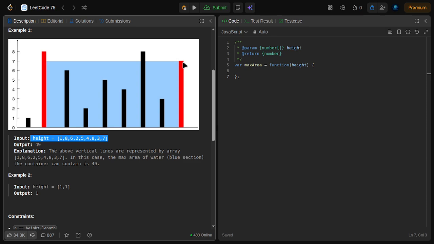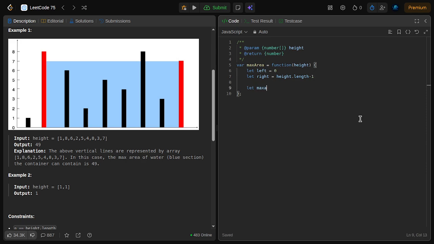So let's write the code, so you can understand it easily. Let the left pointer start at 0. Let the right pointer start at height.length - 1, and let the maximum area be 0. So I have the left pointer and the right pointer, and the maximum area right now is 0 because initially I just set it to 0.